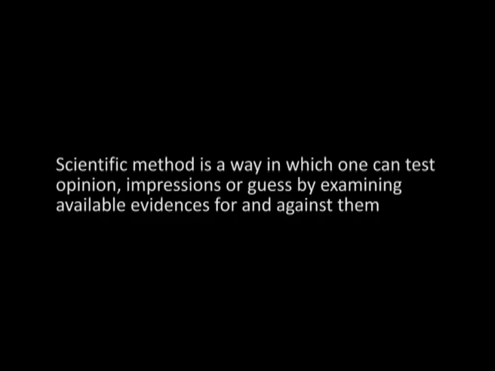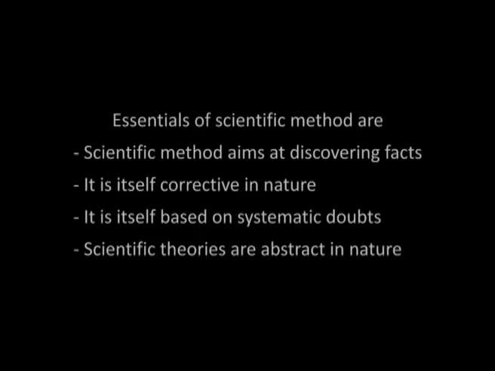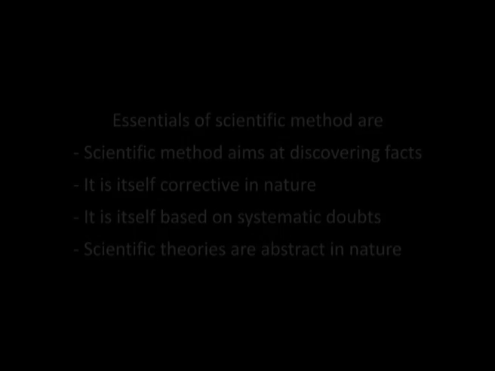Meaning and essentials of scientific method. Scientific method is a way in which one can test opinion, impressions, or guesses by examining available evidence for and against them. Essentials of scientific method are: scientific method aims at discovering facts. It is itself corrective in nature. It is itself based on systematic doubts. Scientific theories are abstract in nature.